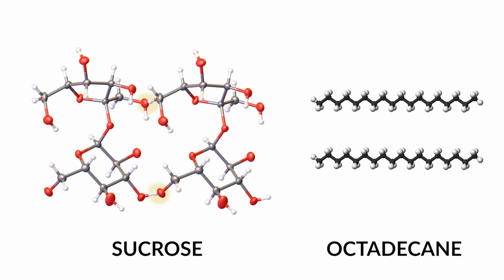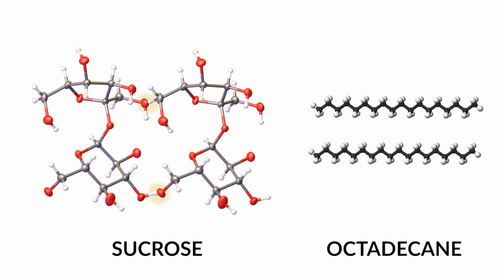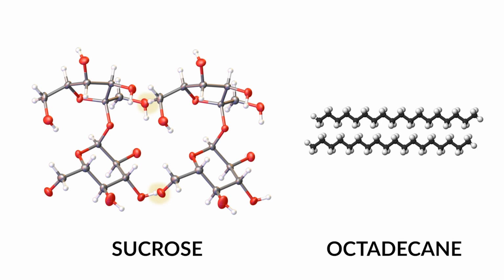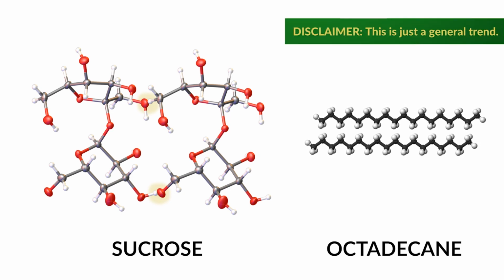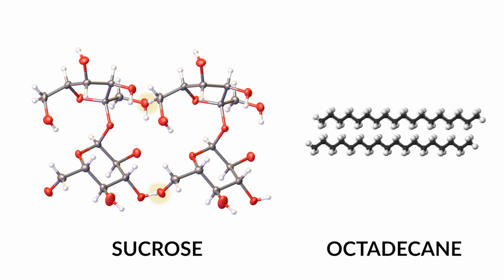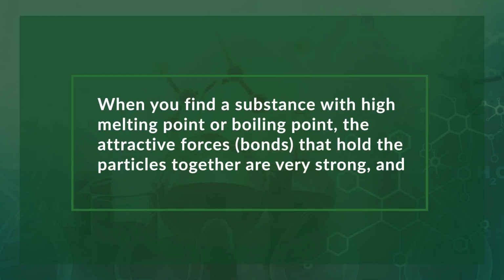You will find a trend here that ionic bonds are the strongest while the nonpolar covalent bonds are the weakest. But this is just a general trend. This may not always be the case. What's more important for you to remember here, though, is that when you find a substance with high melting point or boiling point, you may infer now that the bonds between their particles are very strong, and vice versa.